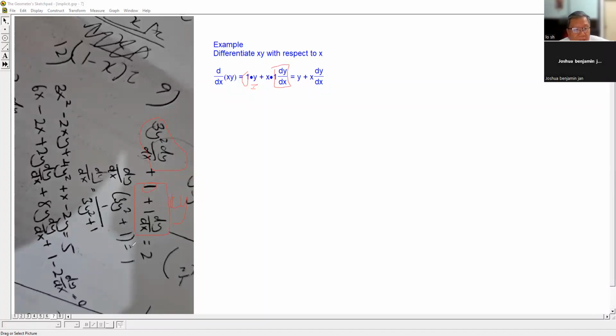But you didn't keep the x, so there should be x here. There should be x here. So this should be y, this should be y, this should be x, according to this side. Y plus x dy dx. Y plus x dy dx. So this part is the mistake.